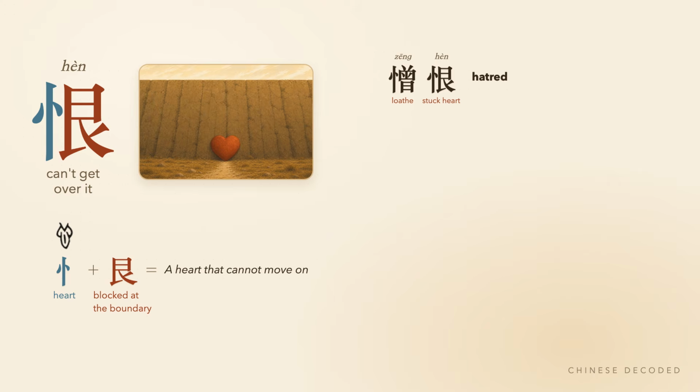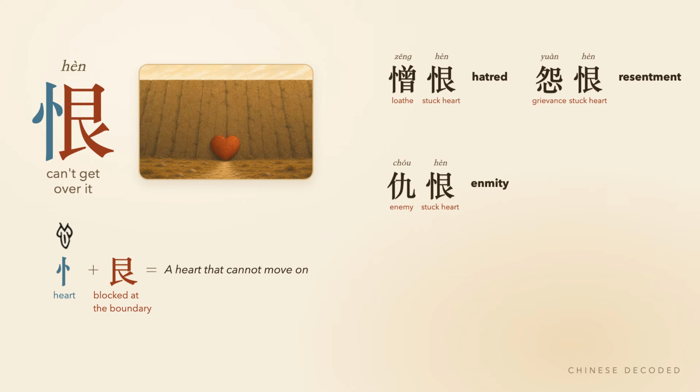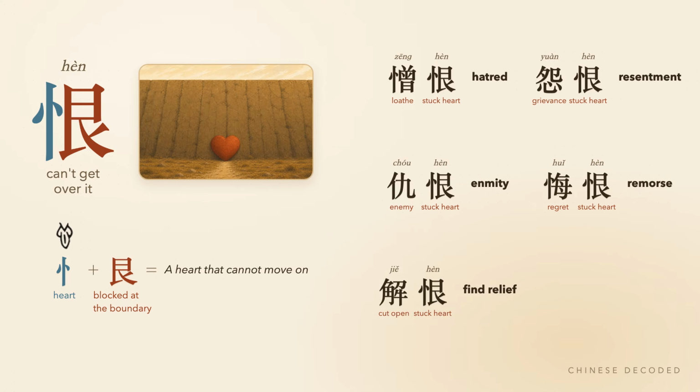憎恨: loathing you cannot get over, hatred. 怨恨: a grievance you cannot get over, resentment. 仇恨: an enemy or feud you cannot get over, hatred or enmity. 悔恨: a regret you cannot get over, remorse. This understanding of 恨 makes it immediately clear why Chinese uses certain verbs to describe the resolution of the 恨 emotion. 解恨: cut open the blockage and find relief. 泄恨: drain out what was blocked in the heart, to vent it. Different emotions, one mechanism. The heart cannot get over it.